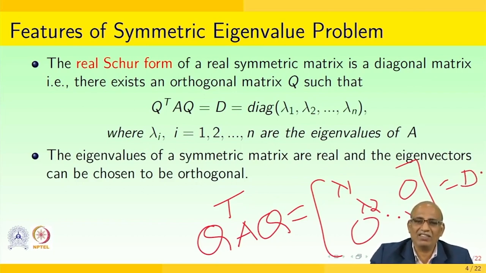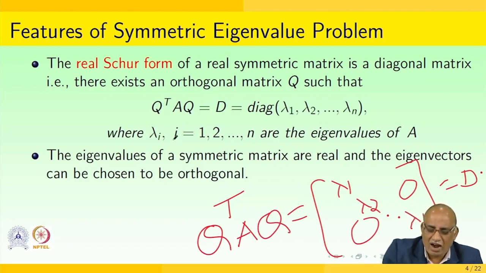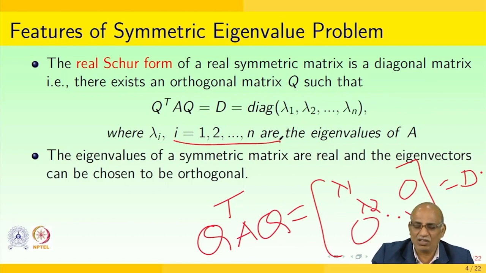What are these lambda i's? Where i is equal to 1 to n, they are all eigenvalues of the matrix A. The eigenvalues of a symmetric matrix are real, and the eigenvectors can be chosen to be orthogonal. So once you get lambda 1, lambda 2, lambda 3, lambda n, you can form a matrix. The obtained matrix is a diagonal matrix, which is nothing but Q transpose AQ.